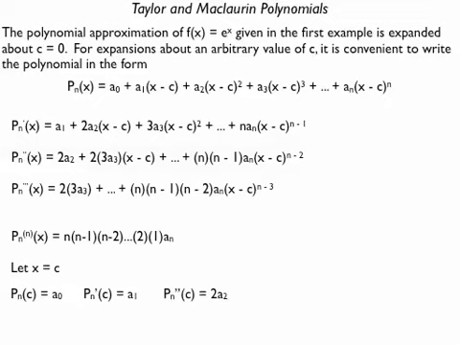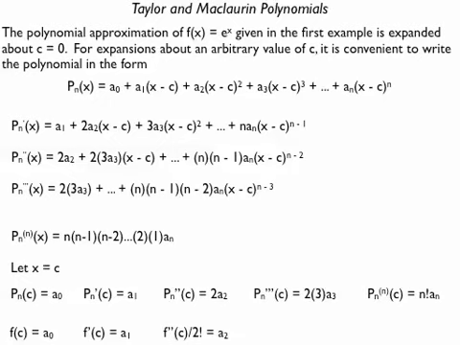Second derivative, when you substitute c, we're going to get 2a sub 2. Third derivative, 2 times 3 times a sub 3. And the nth derivative, n factorial times a sub n. So here, f of c is equal to a sub 0. f prime of c is equal to a sub 1, f double prime of c over 2 factorial is equal to a sub 2, the third derivative evaluated at c divided by 3 factorial is equal to a sub 3, and the nth derivative evaluated at c over n factorial is equal to a sub n.